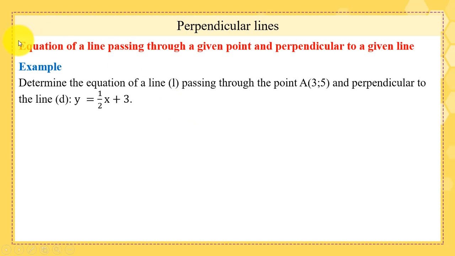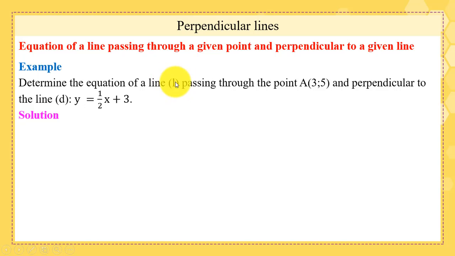How to find the equation of a line passing through a given point and perpendicular to a given line? For example, determine the equation of the line L passing through the point A(3, 5) and perpendicular to the line D of equation y equals half x plus 3.